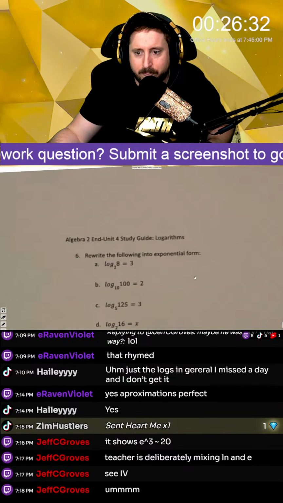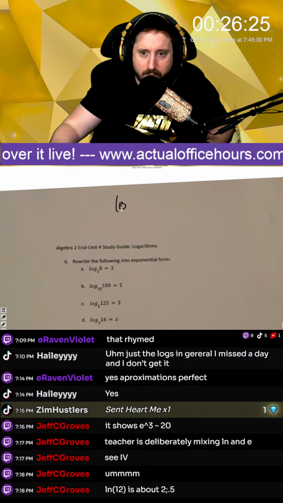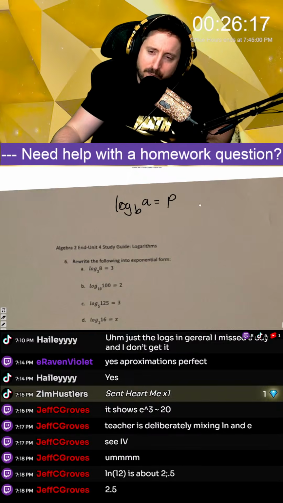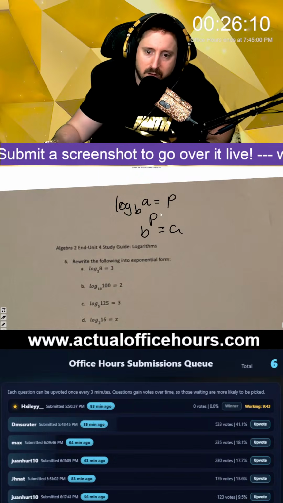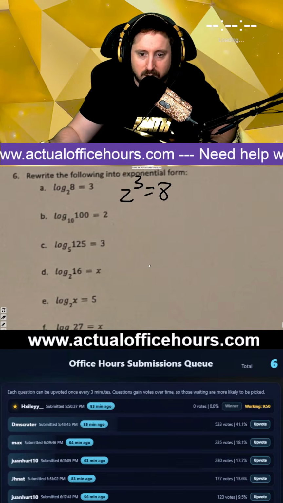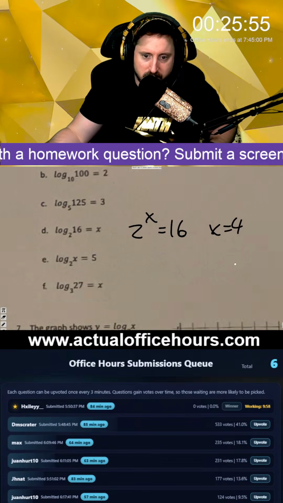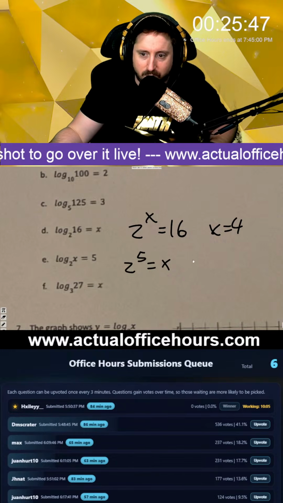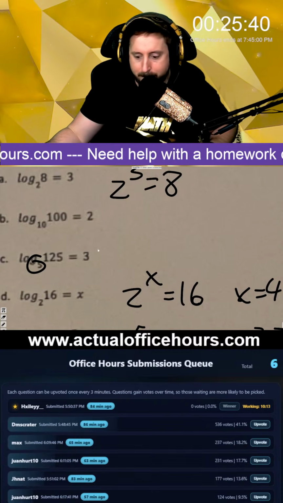I think, Jeff, you take a look at it for a second. Okay, cool. Exponential form, this is easy. This is what they call the BAP method. So if you have log base b of a is equal to p, then this to this is equal to this. So you say b to the p is equal to a. So this is 2 to the 3rd is equal to 8, which is true. See how 2 to the 3rd is equal to 8? Here, this would say 2 to the x is equal to 16, so x is equal to 4. And then this one would be, for instance, 2 to the 5th is equal to x, so x is equal to 32. You just take whatever is here, raise it to this power, and say it's equal to that.